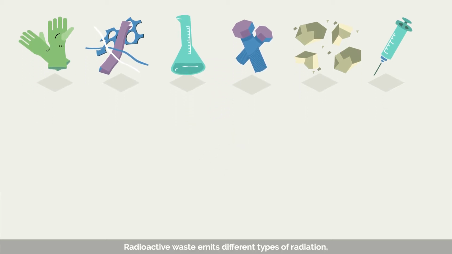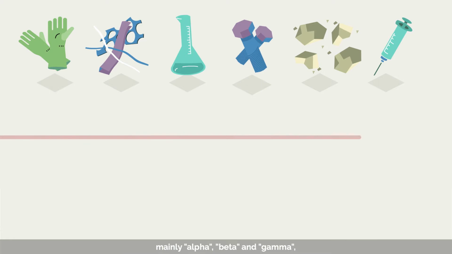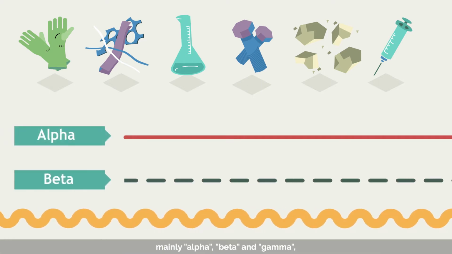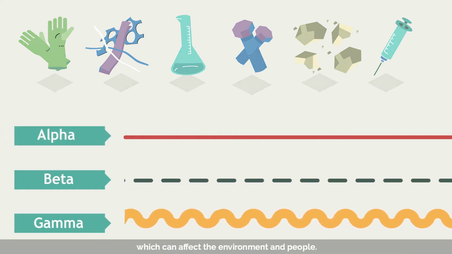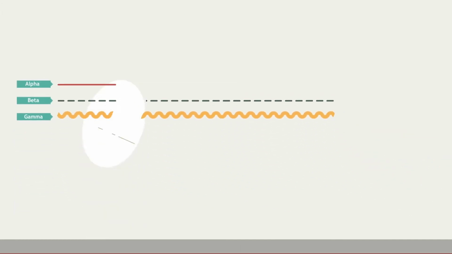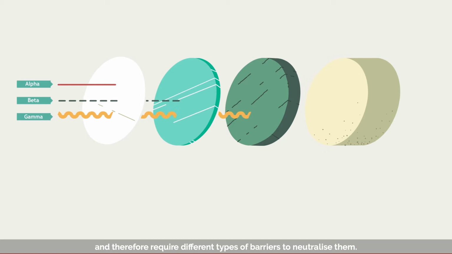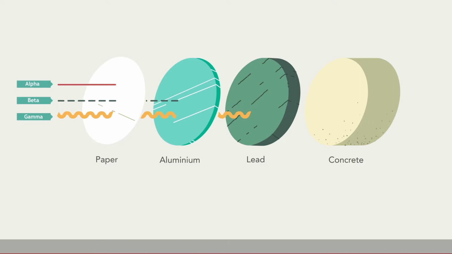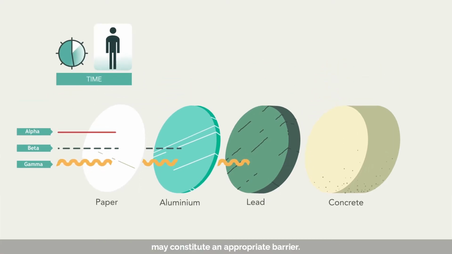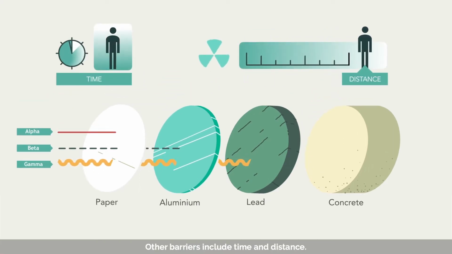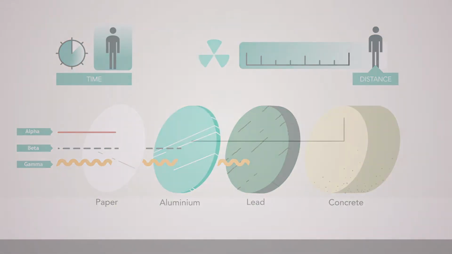Radioactive waste emits different types of radiation, mainly alpha, beta, and gamma, which can affect the environment and people. They have a different range and power of penetration, and therefore require different types of barriers to neutralize them. A sheet of paper, a sheet of aluminum, or a lead-lined concrete wall may constitute an appropriate barrier. Other barriers include time and distance.